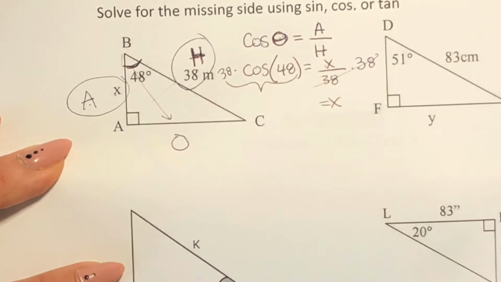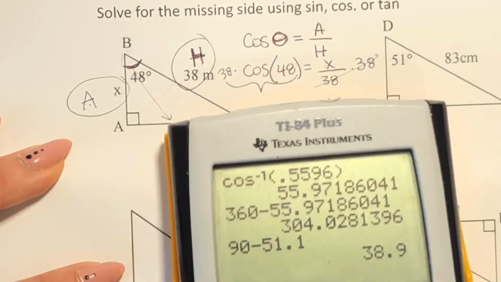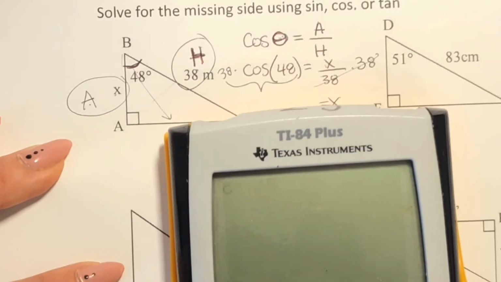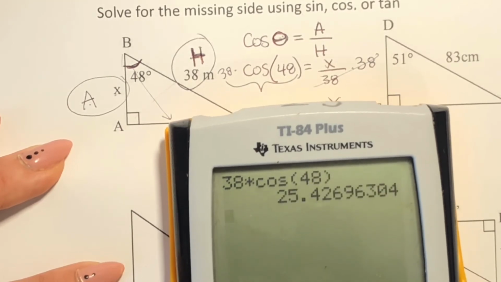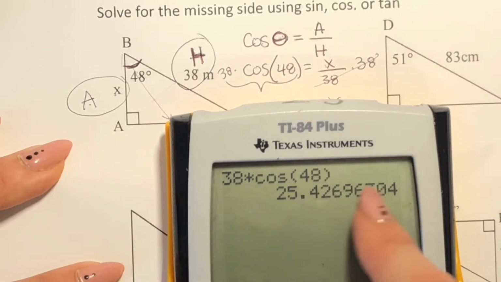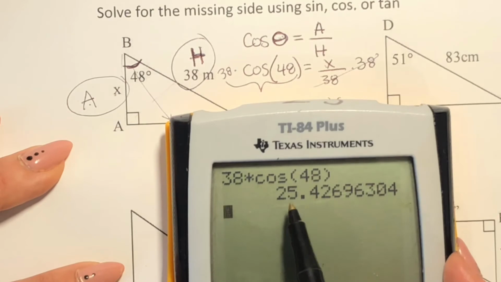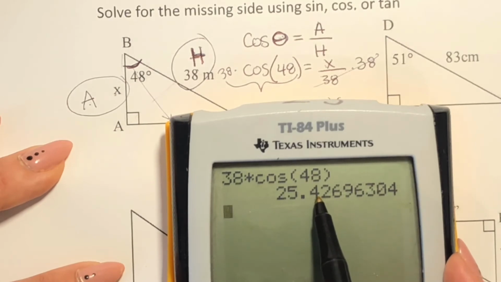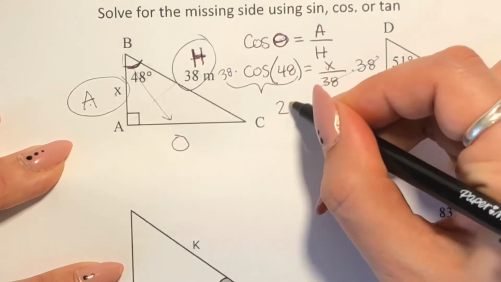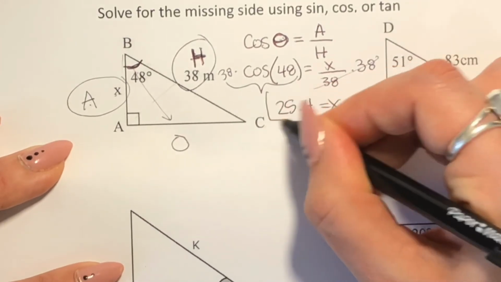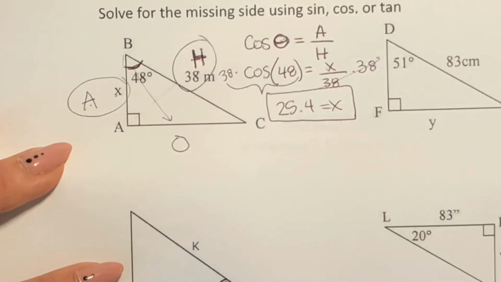This is where you just throw it into your calculator and it's going to give you the answer. So I'm going to just type in cosine. Oh, let's do the 38 first. 38 times cosine of 48. And we're in degree mode, which is good. And then this would be your answer. And they will tell you on MyMathLab what to round to for your homework. So let's just say the tenths place for today. So 25.4. So we would say that would be our answer, 25.4.